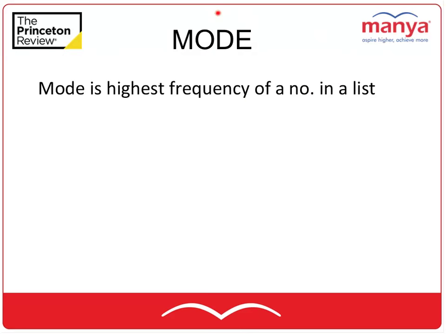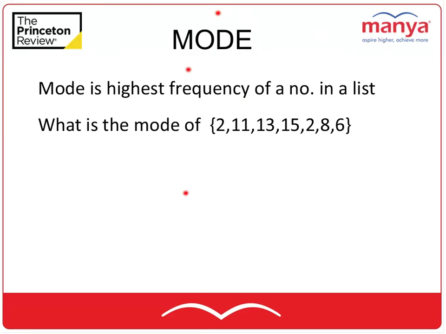So now let us see a smaller example for that. What is the mode of 2, 11, 13, 15, 2, 8 and 6? So which number has occurred the most number of times here? So that is going to be your mode. So 2 has come twice. So 2 is your mode.